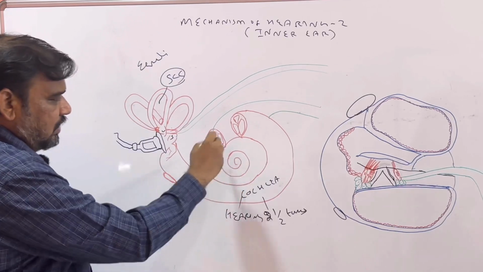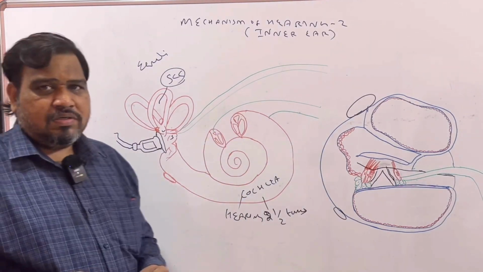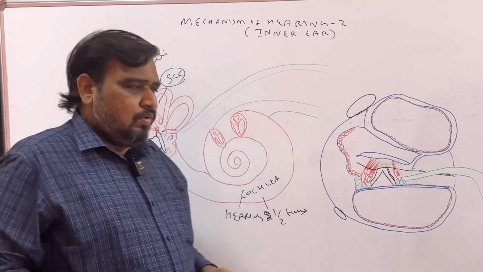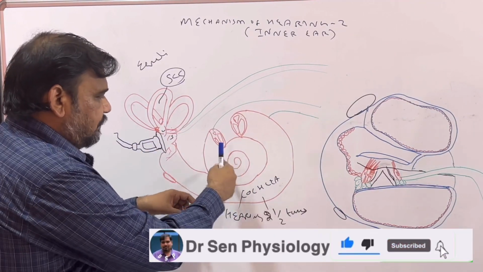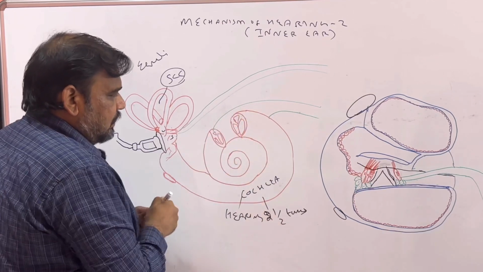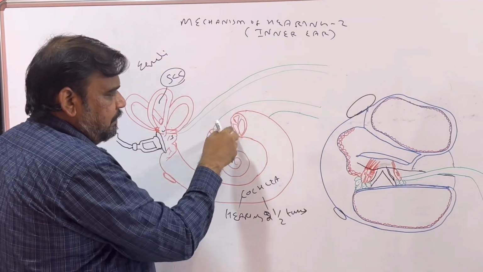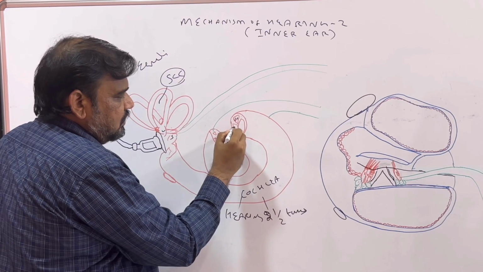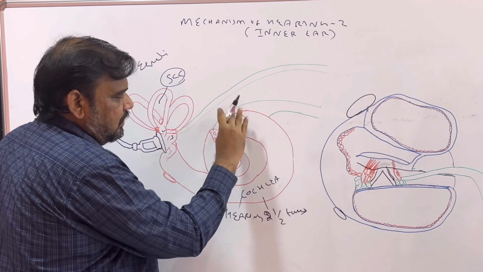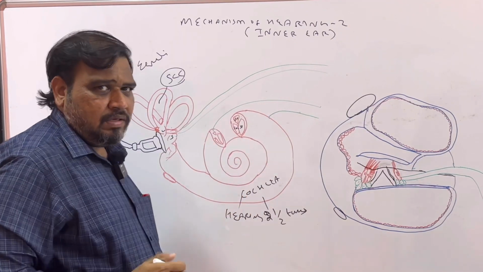As you see here, the cochlea contains 2.5 turns. Now what I want to tell here is, in this cochlea having 2.5 turns, you can see 3 membranes or circles. These 3 are the scala: scala vestibuli, scala media, scala tympani. How this occurs, I am going to explain.